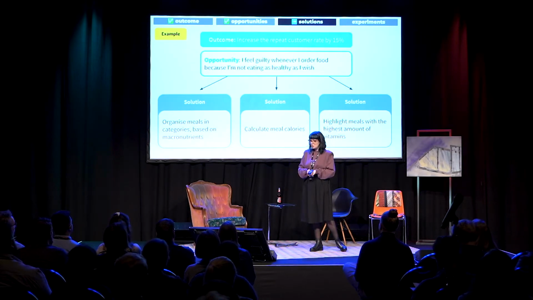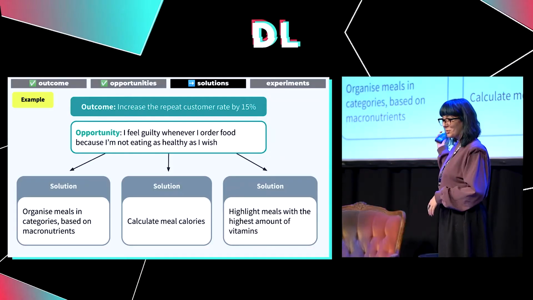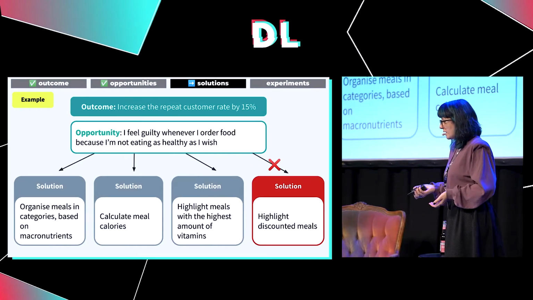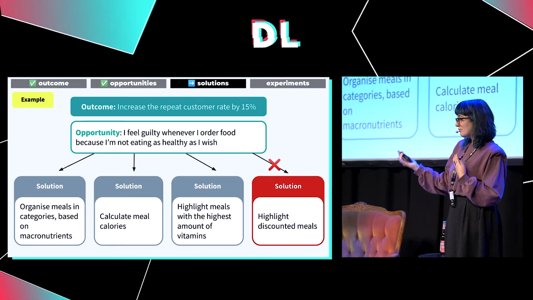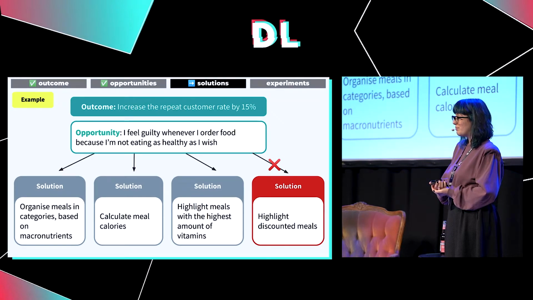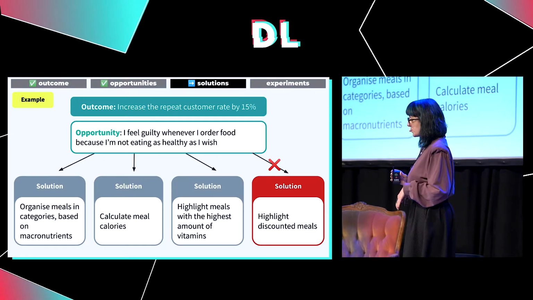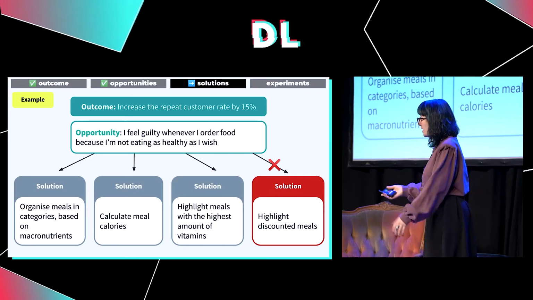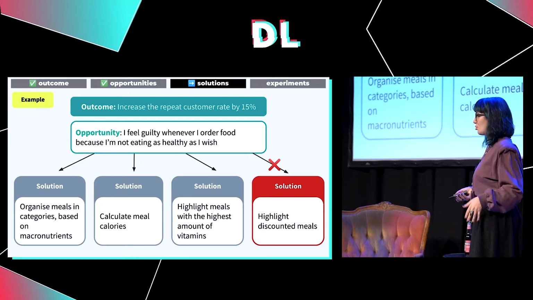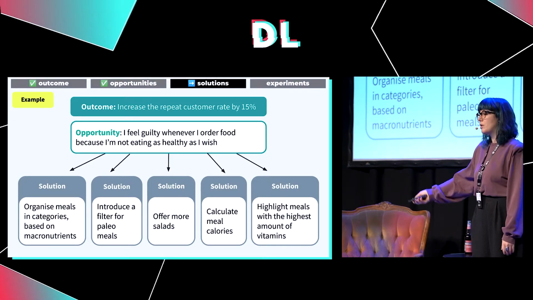So we have our solutions, which probably will be many, many more, but to make them readable, let's take a look at 3 of them. And at some point you might notice that there is a solution which just doesn't connect to the opportunity we are working on. It has no space on the tree, just remove it. In this case, it's highlight discounted meals. That has nothing to do with healthy eating. So no worries, you have so many ideas, you can remove it and that will be the right decision. And then with each iteration, you have the possibility to add more and more ideas.